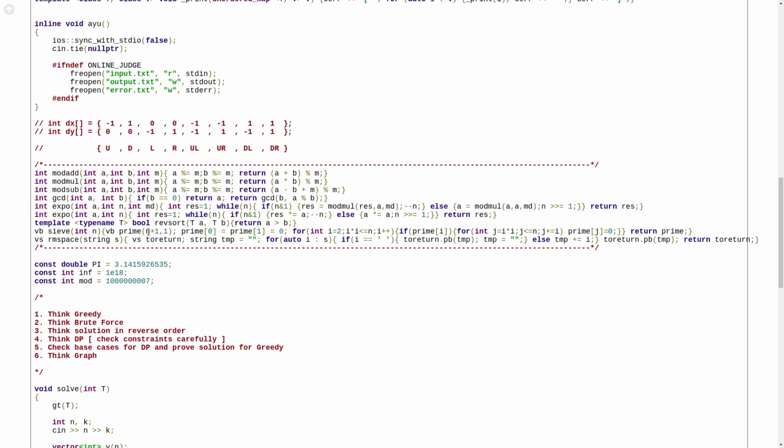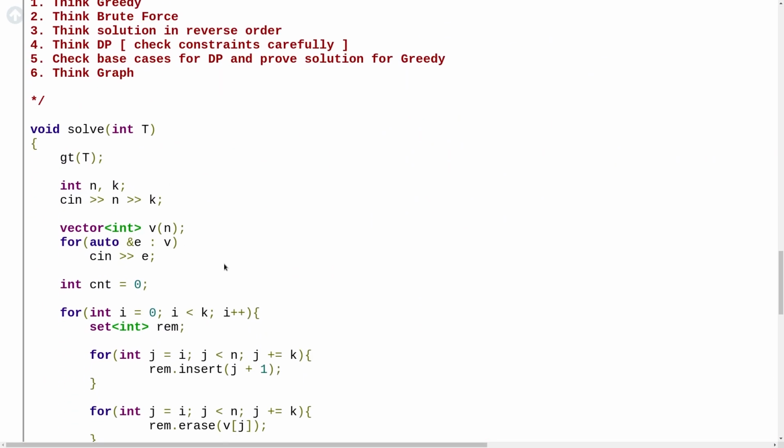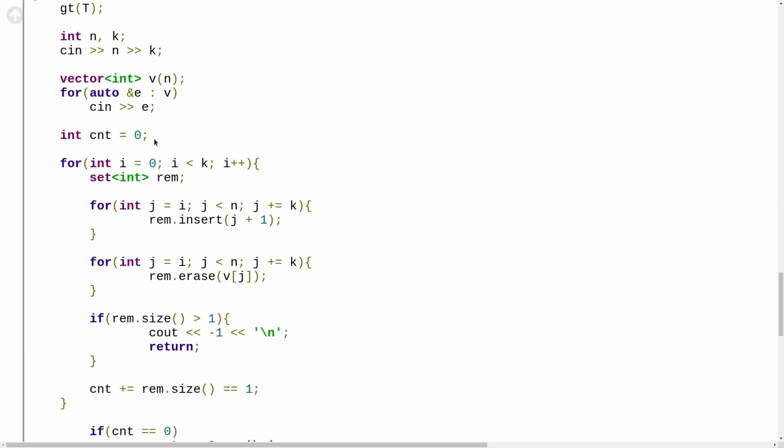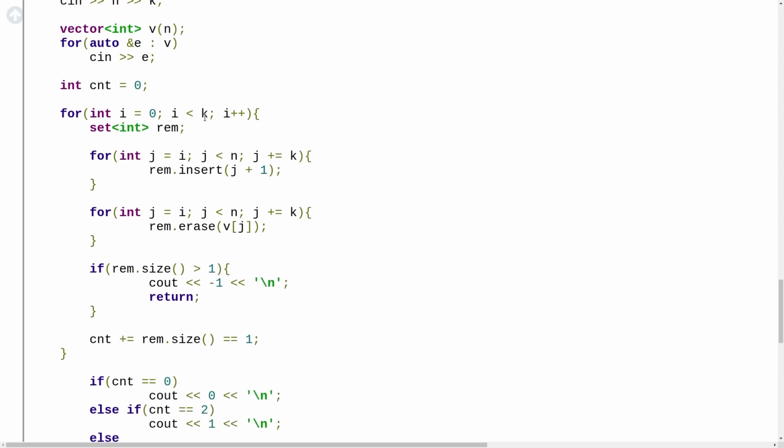What I have essentially done is the code. So you see, I have taken two variables n and k, and I have created a vector of size n and taken input. Now I have initialized a variable count. So I just traverse through 0 to less than k. So what I am essentially trying to do is I am trying to divide the whole segment into k groups. So for the first group, I can start from i and I can just increment j by k, right? So I am inserting all the elements that should be present in that particular group into the set remaining, right? So I just insert all those elements into that particular set, right?